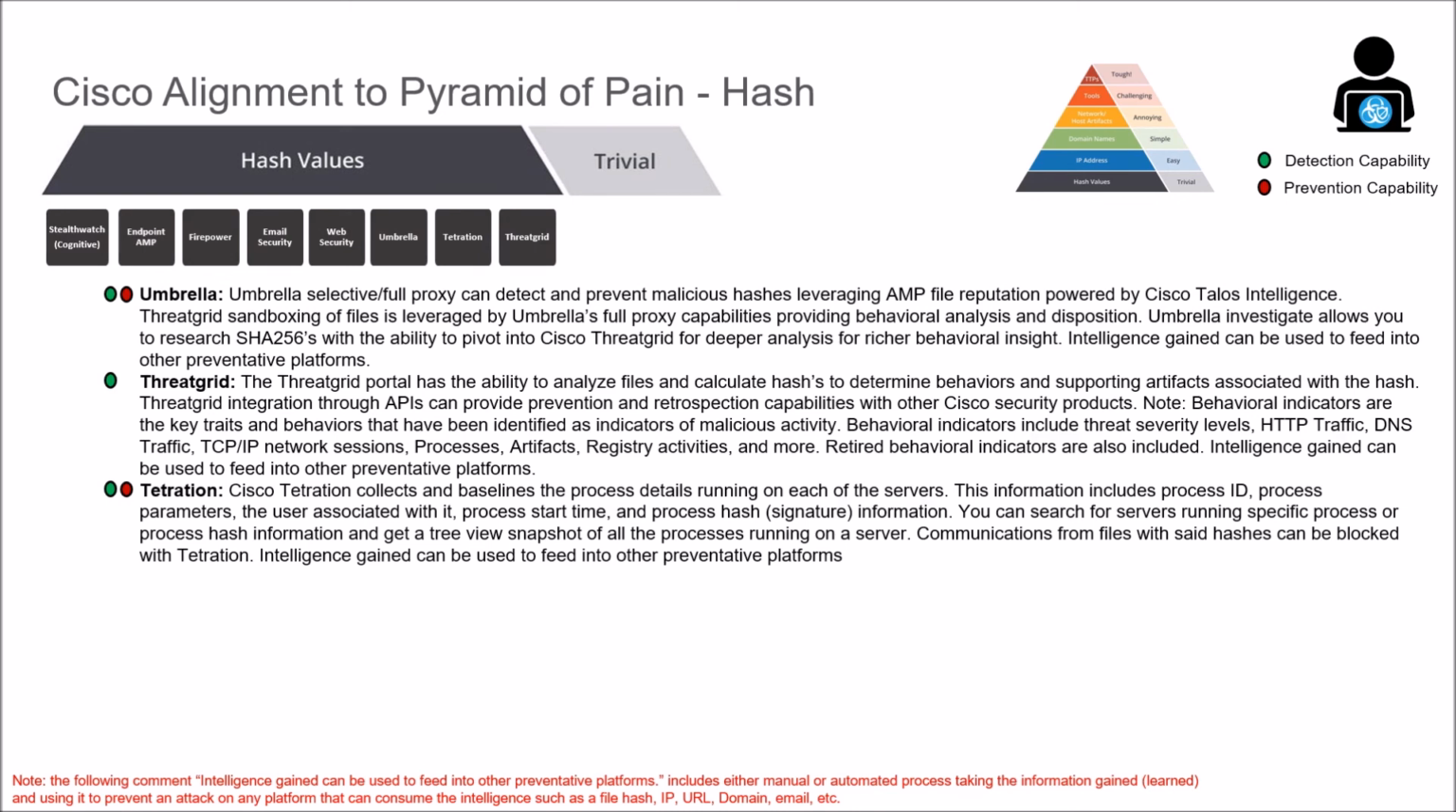So this is the justification. And so you can see that some technologies have both detection and prevention capabilities, while others only have detection capabilities. Pretty cool, right? So far. So this is the justification around hash values and what Cisco technologies could do to assist both detection and prevention.